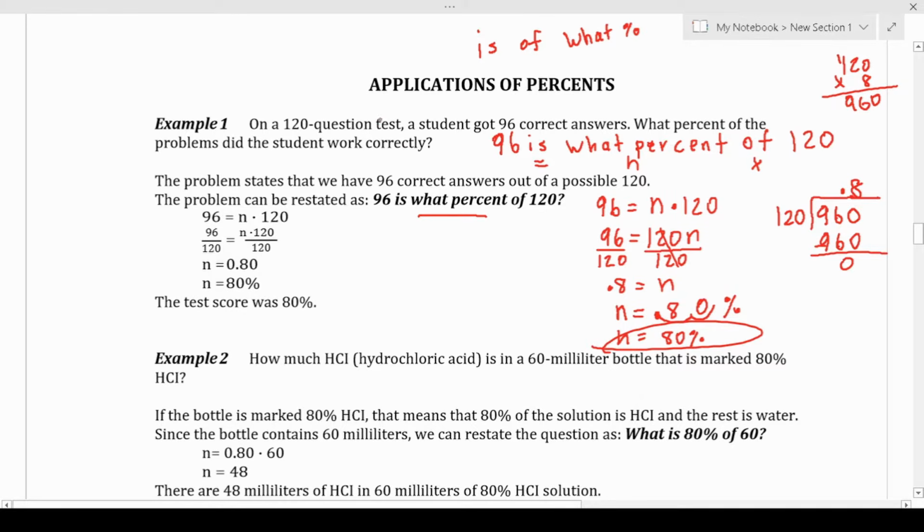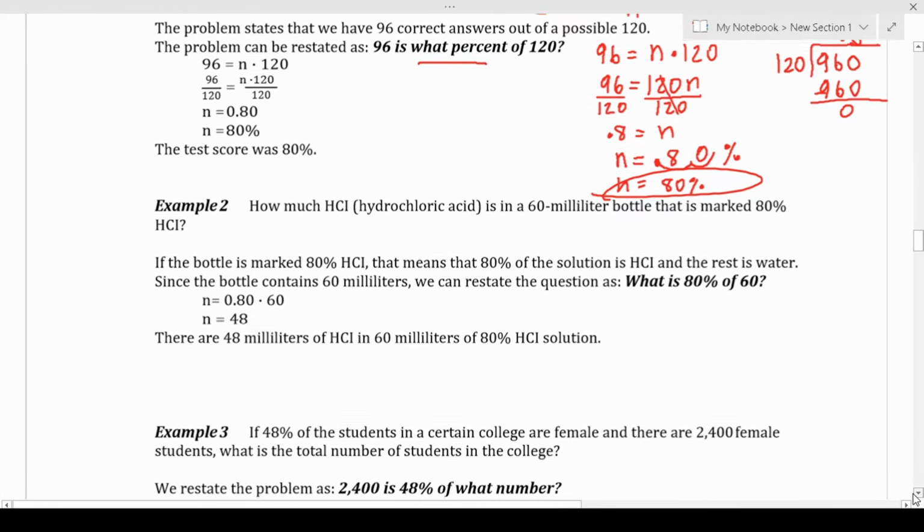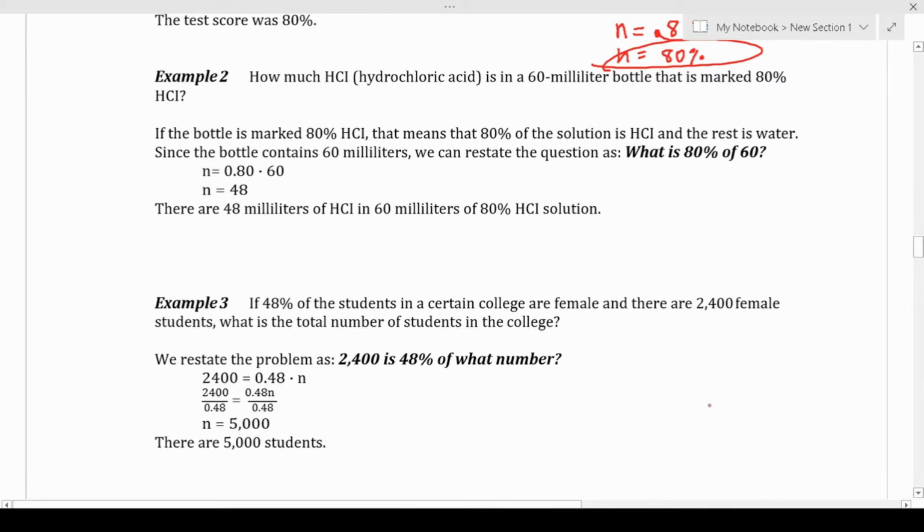Again, you have to go from this word problem to a nice simple statement that lets you translate that simple statement into an equation that you can then solve. So there's going to be plenty of practice problems in this video.